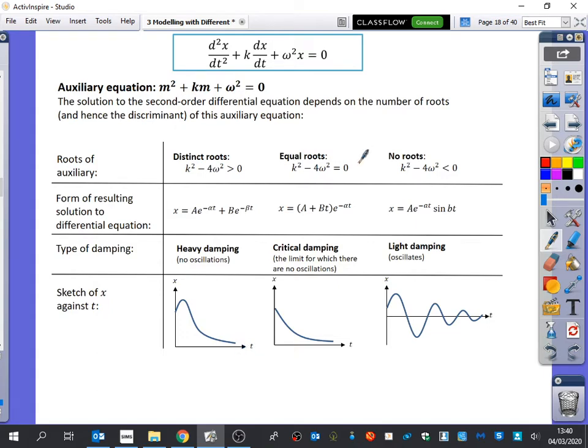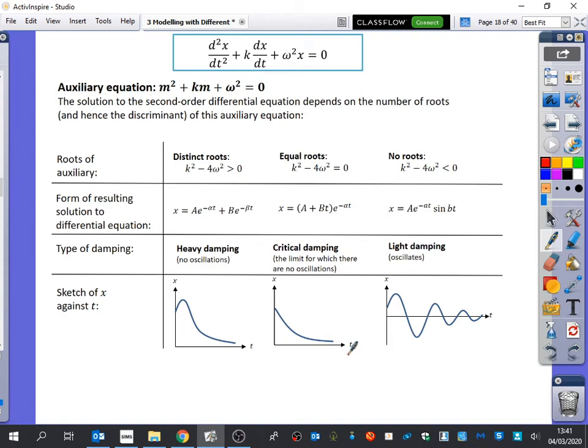If there are equal roots, we come up with something that looks like this, where we have the repeated root alpha, and we have a plus bt. Do you remember we have to add in the same one again for that kind of repeated root? This gives us something which is called critical damping, which is the limit for which there are no oscillations. Do you see with heavy damping, it's looking like it's about to start oscillating? It goes up and then it comes back down again. This one just immediately tends towards that equilibrium position.